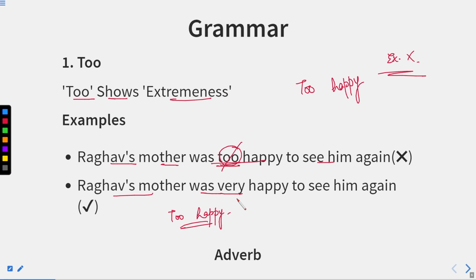She laughed too much, or she was too happy. So that shows the extremeness of something, and that will spoil the part, that will make the sense of the sentence negative.